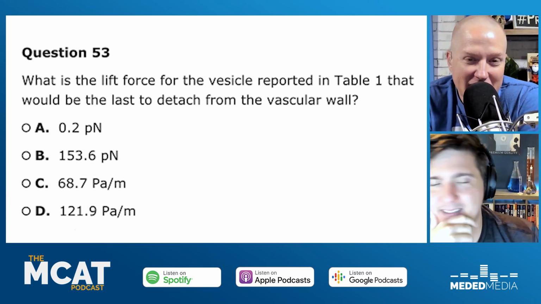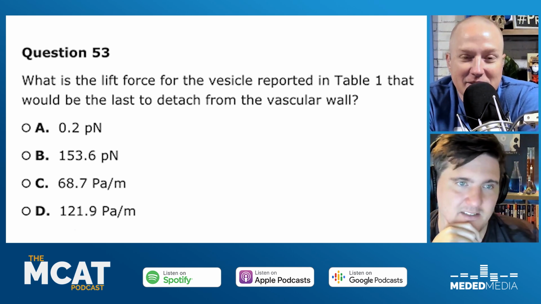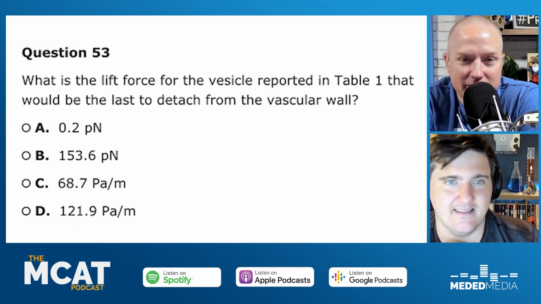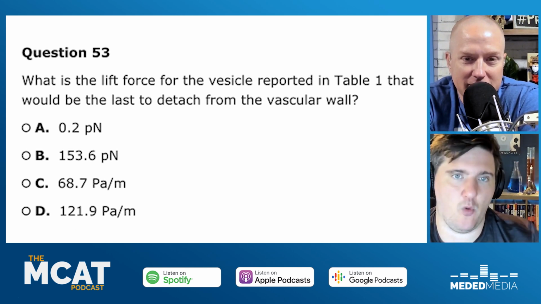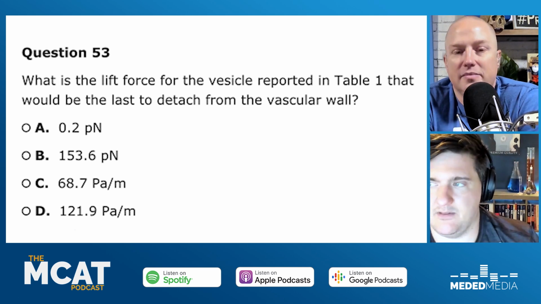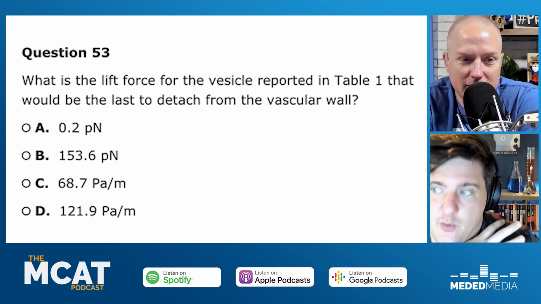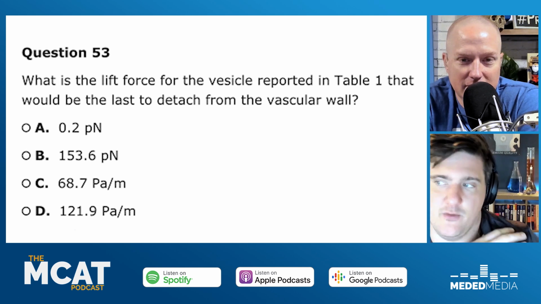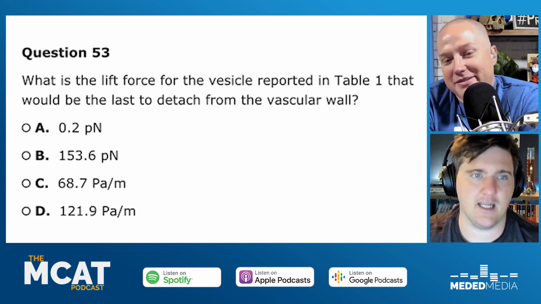Yeah. But it is actually going to be B for this one. Yeah. Okay, it is that easy. 153. Yeah, it's the apparent weight, so that's how much it's going to weigh to lift it, and so that one's going to require 153 newtons to lift, and A is going to require just 0.2 newtons, so that one's going to be a whole lot easier to lift, and it's going to come off the wall easier.